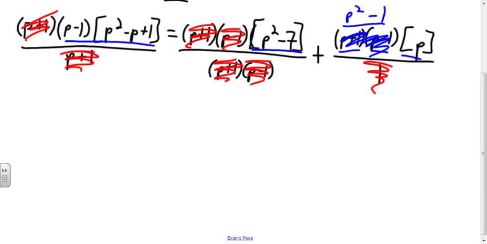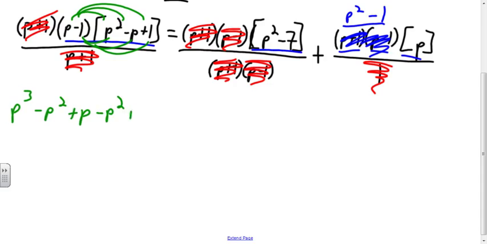Now we need to clean things up even a little bit more by double distribution here. So p to each of these and negative 1 to each of these. So this one might take a second here. P to all of those would be p cubed minus p squared plus p. Negative 1 to all of those would be negative p squared plus p minus 1. So that is the left side of our equation.